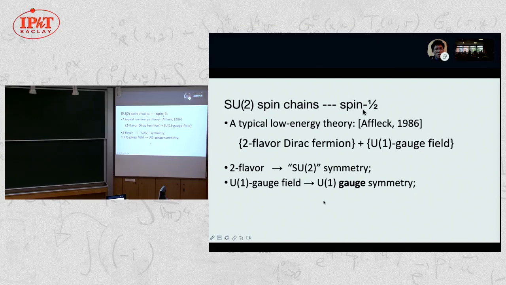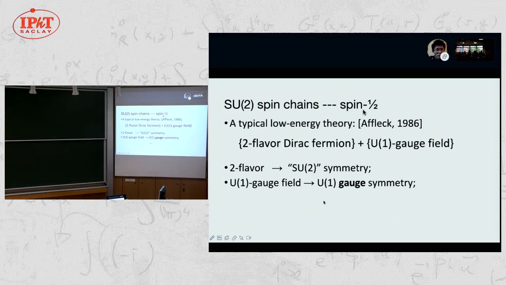So in this low energy effective field theory, we have two flavors of Dirac fermion plus a U1 dynamical gauge field. The two flavors correspond to the SU2 symmetry, namely the two spin degrees of freedom. And this U1 gauge field theory corresponds to the U1 gauge structure we have seen before.